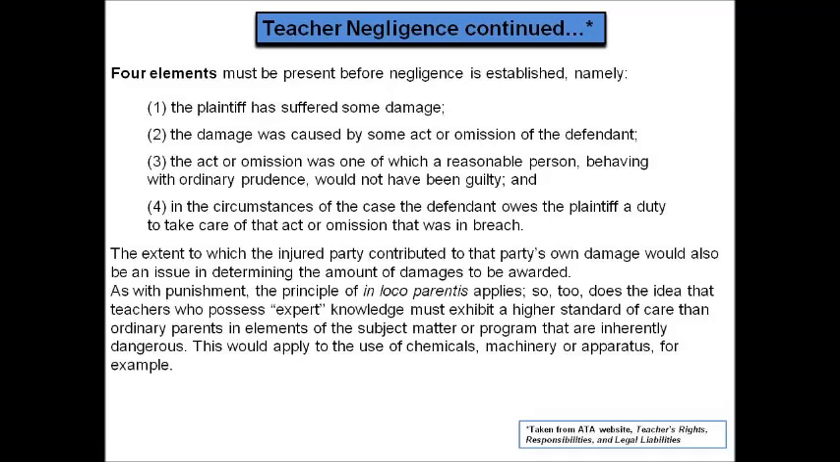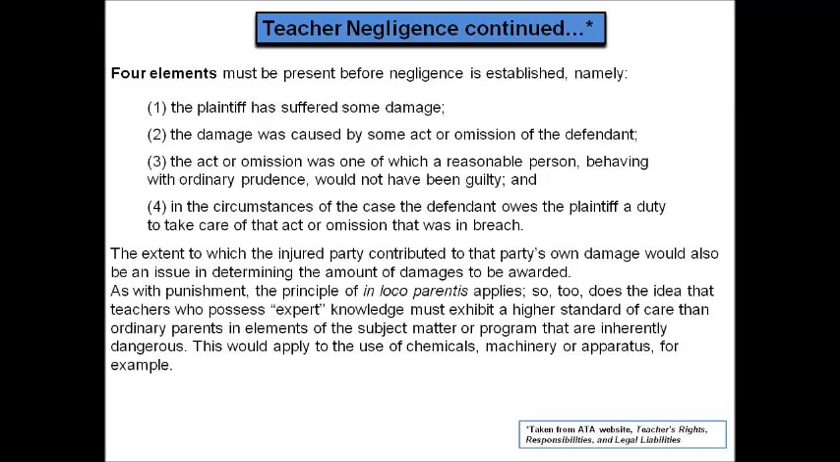If you had been conscientious, if you had been reasonable in your position, that wouldn't have happened. And 4, in the circumstances of the case, the defendant owes the plaintiff a duty to take care of that act or omission that was in breach. So there has to have been a relation of duty of care between you and that student. All right, so the extent to which the injured party contributed to that party's own damage would also be an issue in determining the amount of damage to be awarded.